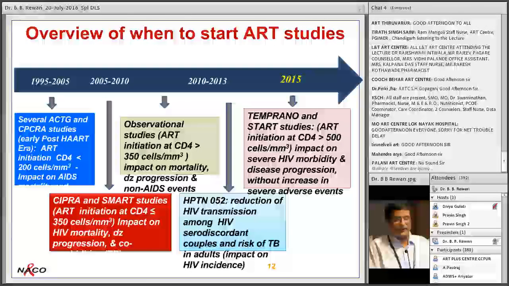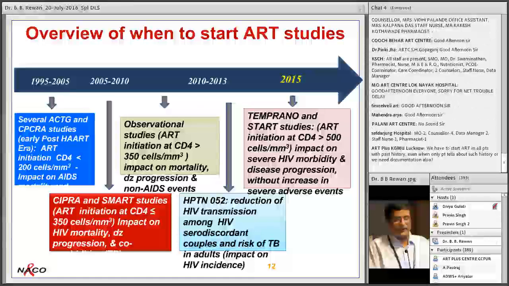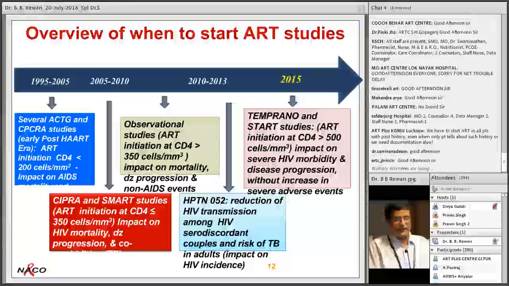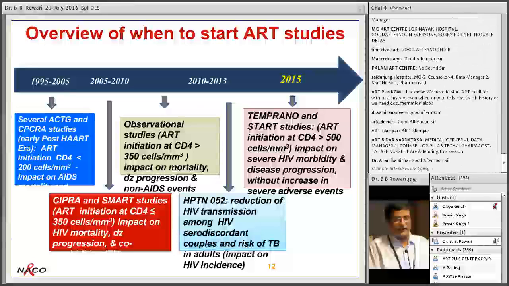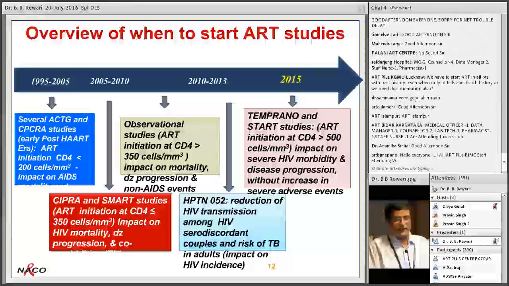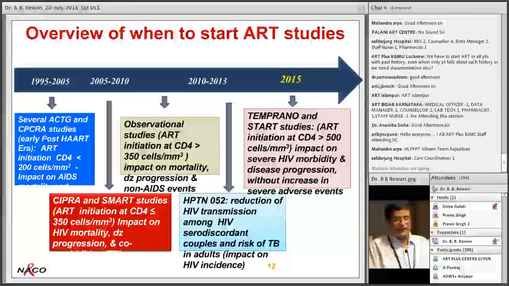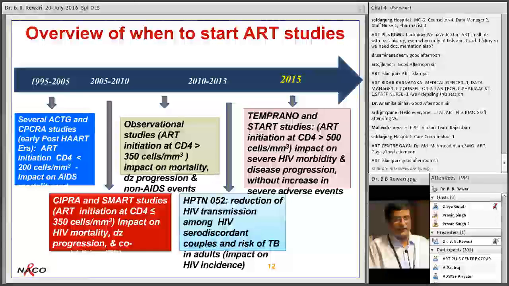Now just to tell you how over the years we have seen the guidelines have been changing. When the first guideline came in 2004, we only had some studies like ACTG studies, CPCRA studies that initiate at CD4 count less than 200. Then based on CIPRA and SMART, we moved to CD4 less than 350. And then we had studies which provided us evidence that moved to CD4 less than 500 even for asymptomatic patient.